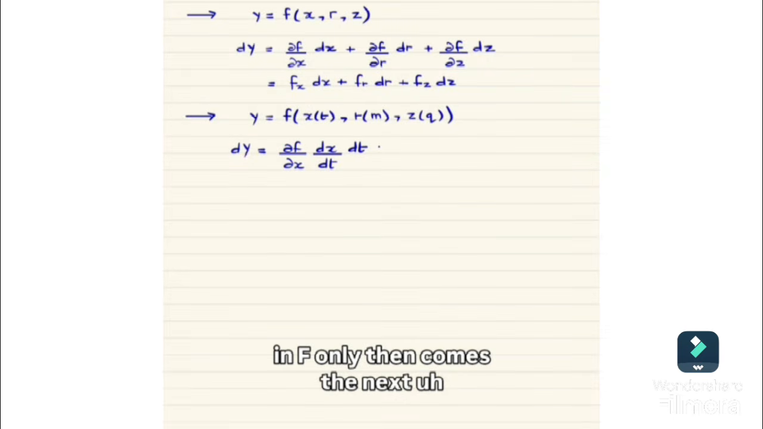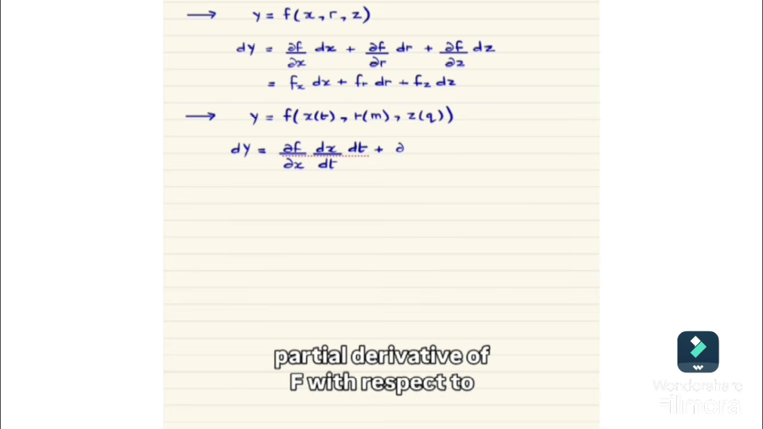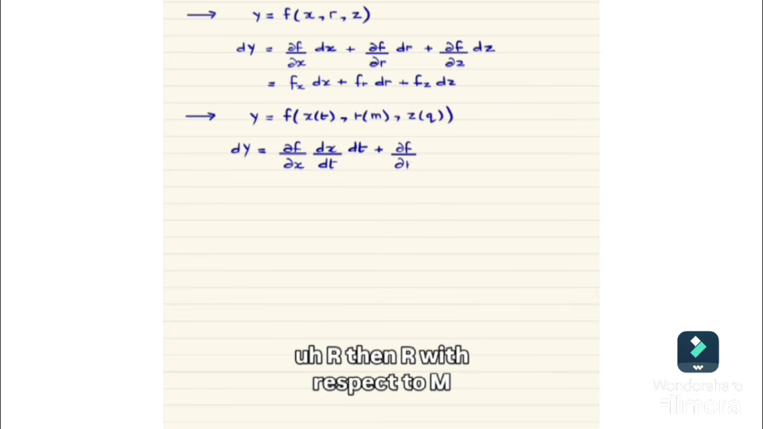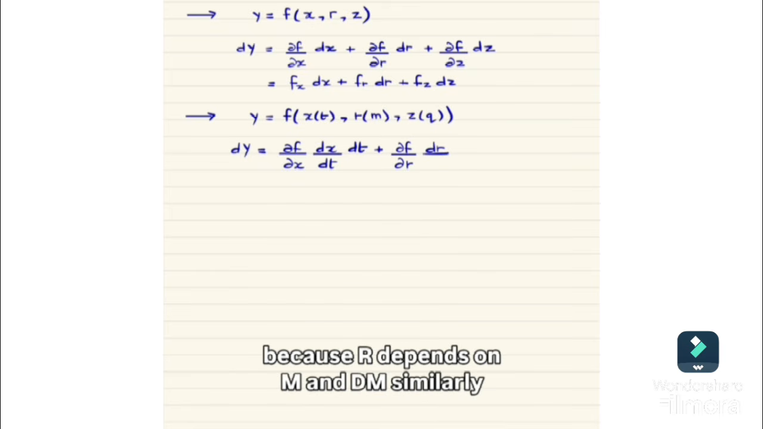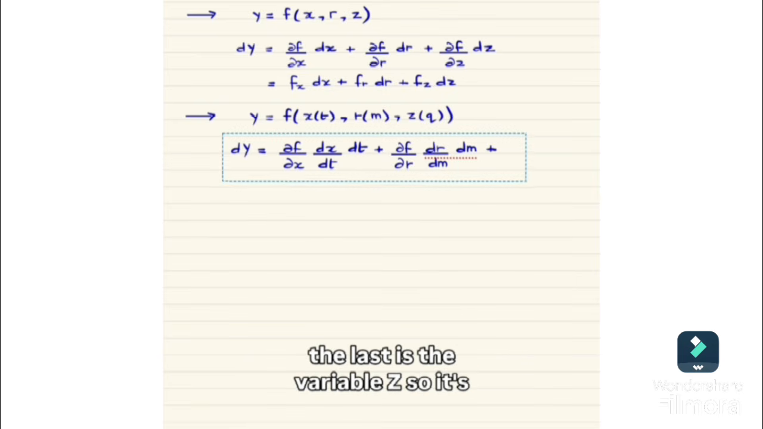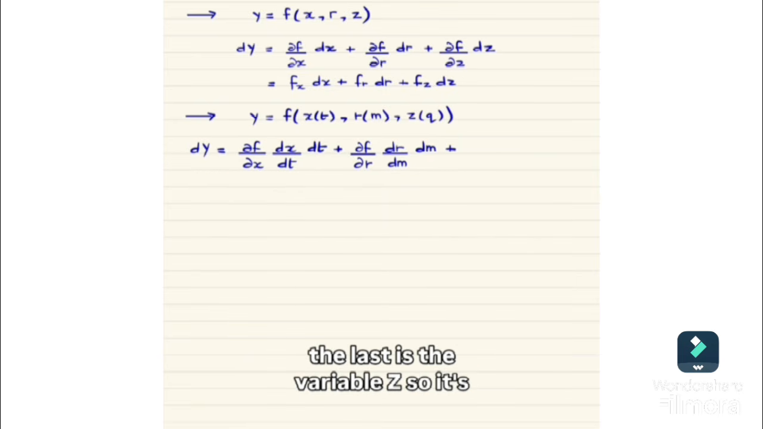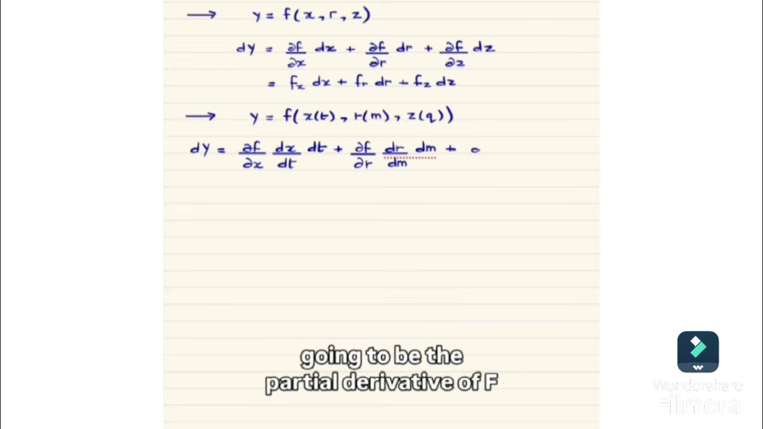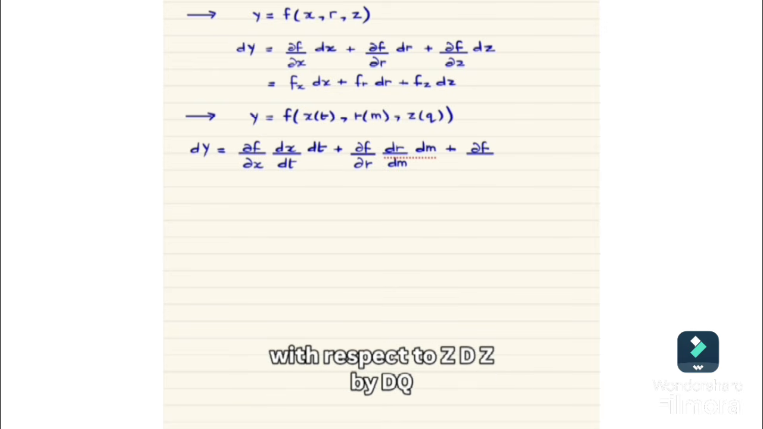Then comes the next variable's turn. I'm going to take the partial derivative of f with respect to r, then dr by dm because r depends on m, and dm. Similarly, the last is the variable z. So it's going to be the partial derivative of f with respect to z, dz by dq into dq.